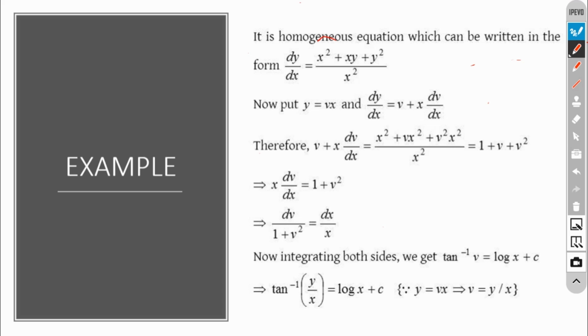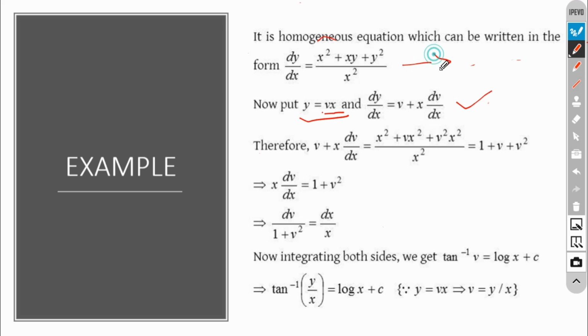So next, what is the method? How do we solve the homogeneous differential equation? The method is, we put y is equal to v of x, and when we take the derivative of y, it will be dy by dx. So what is the derivative of vx? By the product rule, v first as it is, and the derivative of x is 1, plus x as it is, and the derivative of v is dv over dx. Therefore we can write dy by dx equal to this value.